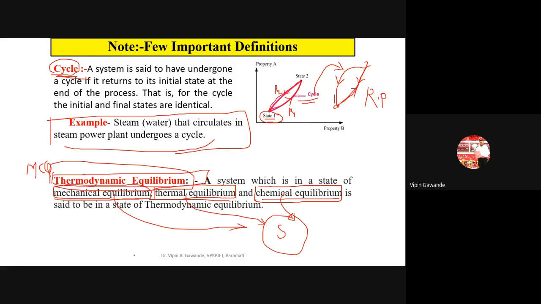So this is the definition of thermodynamic equilibrium. A system is in thermodynamic equilibrium when it is in mechanical, thermal, and chemical equilibrium. Mechanical means no forces are acting on the system. Thermal means no exchange of heat, and chemical means there are no reactions occurring in the system. So these are the conditions for thermodynamic equilibrium.